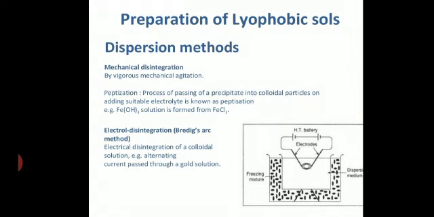Clear? So again I repeat the definition. Peptidization is a process of converting a freshly prepared precipitate into colloidal particles by shaking it with a dispersion medium in the presence of a small amount of suitable electrolyte. The electrolyte which you are adding is called the peptizing agent.